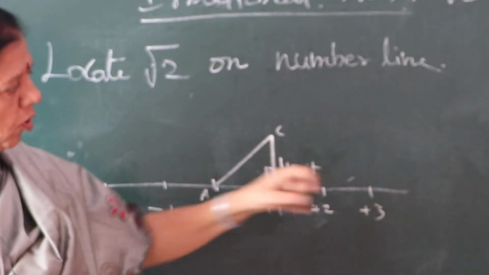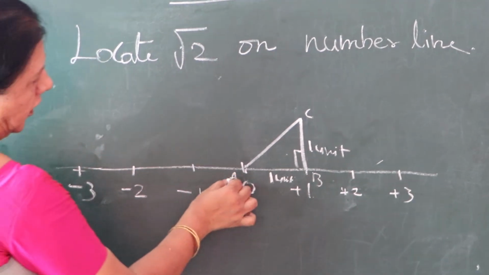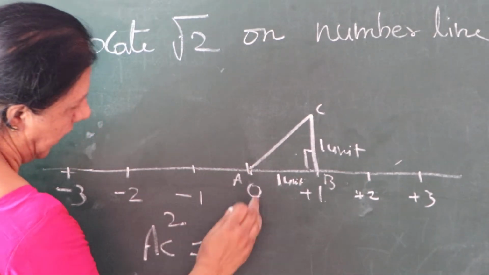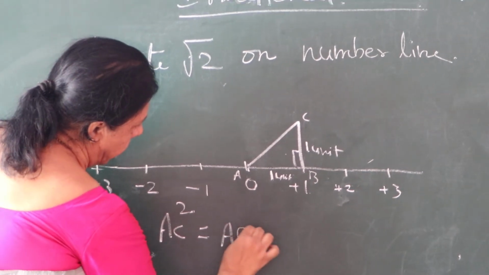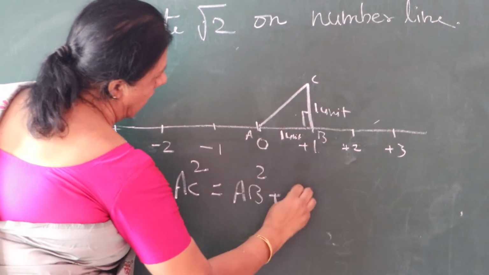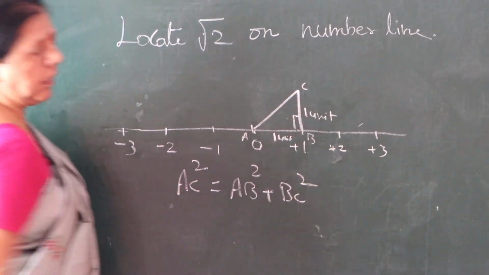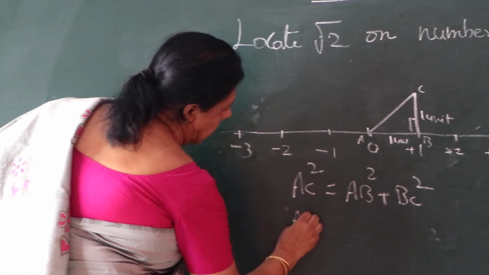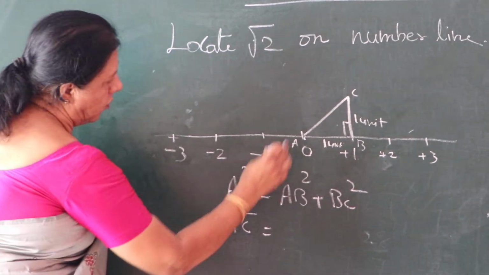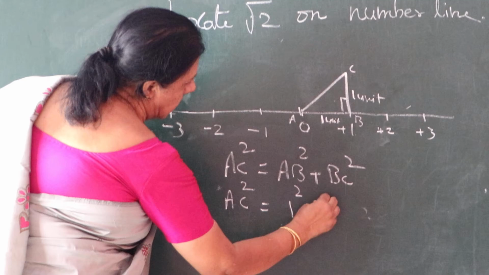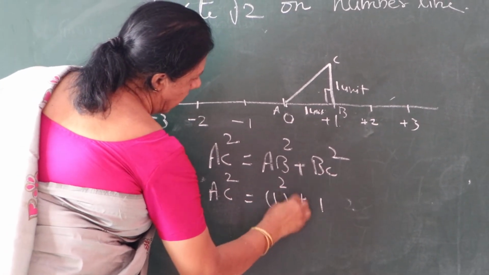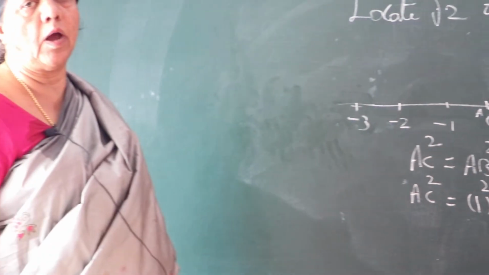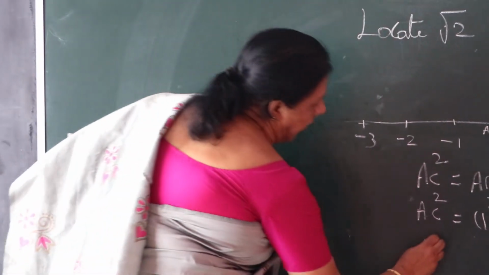So apply Pythagoras theorem. Which is the hypotenuse? AC is hypotenuse. AC square, remaining side AB square plus BC square. So now AC square, nothing is there, as it is, you write down. AB square, 1 square plus 1 whole square. Have you followed, children? 1 whole square. Simplify it.